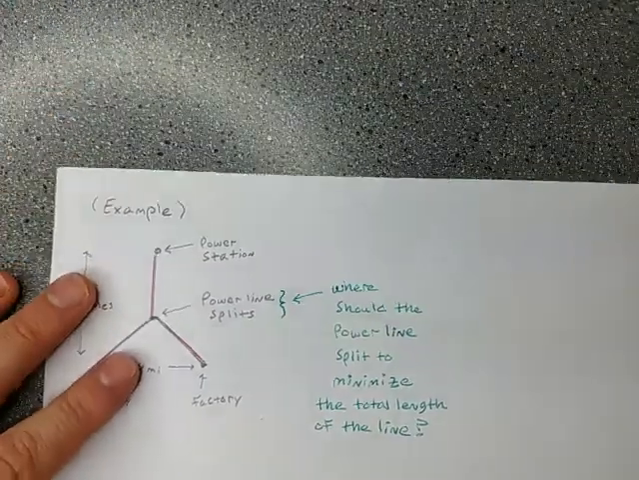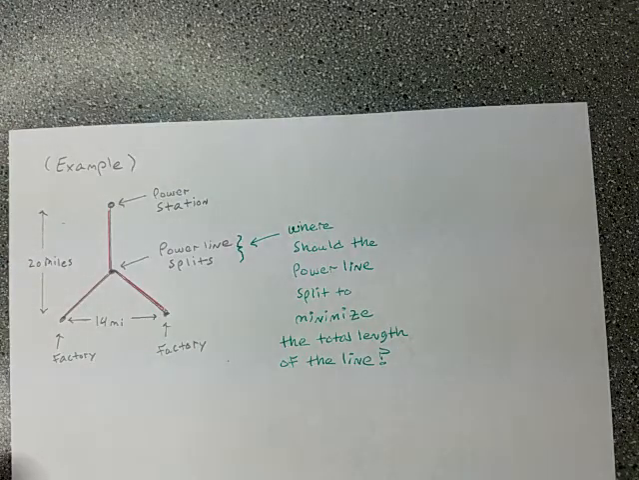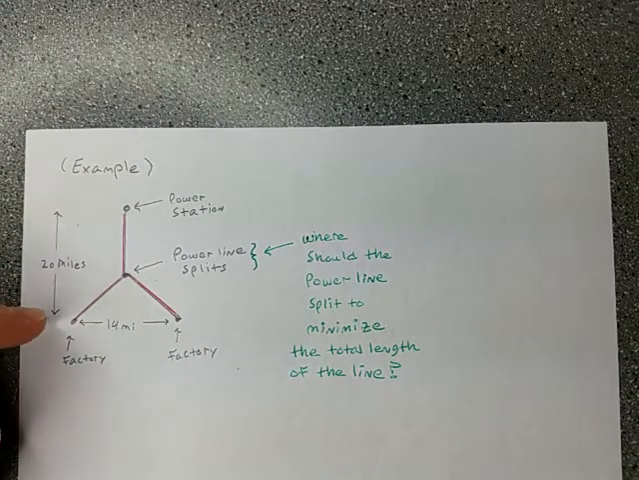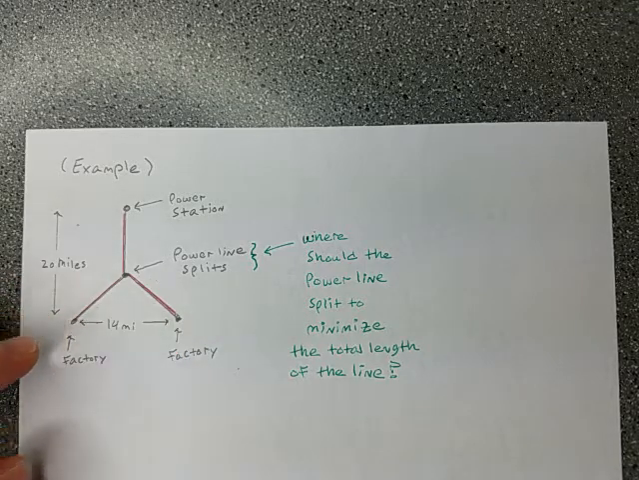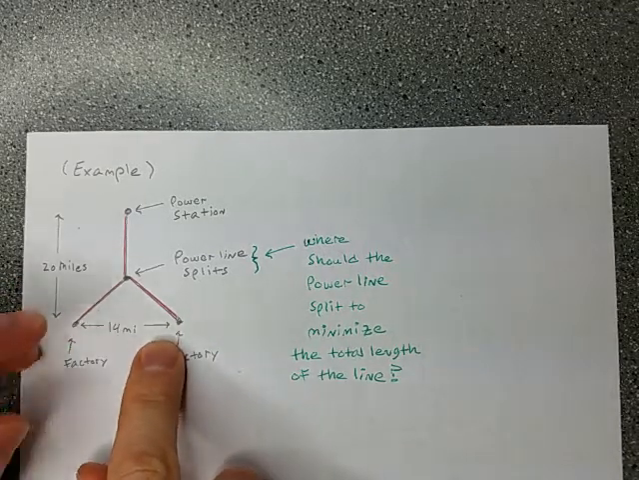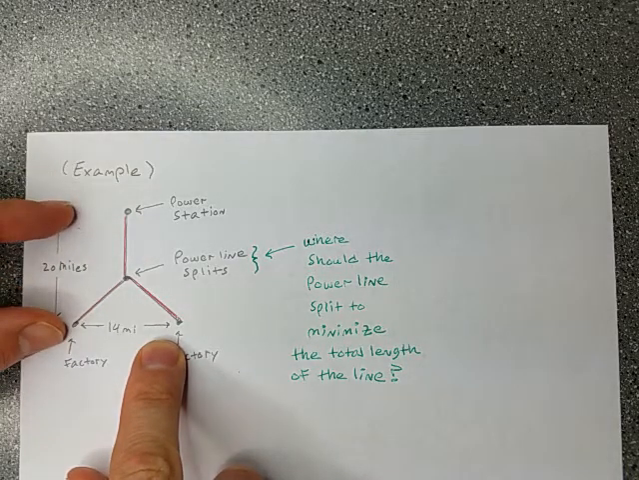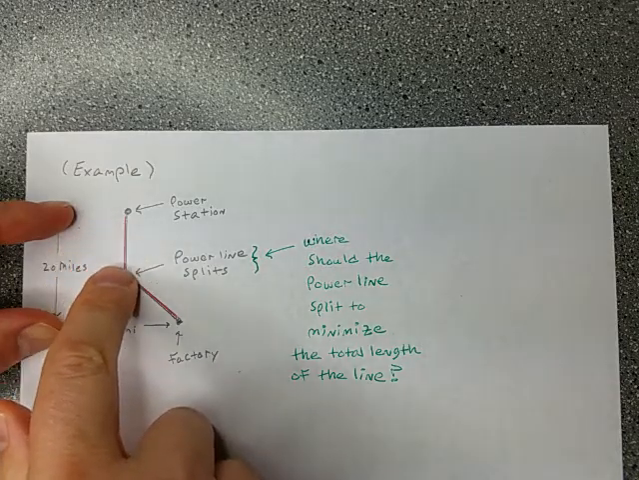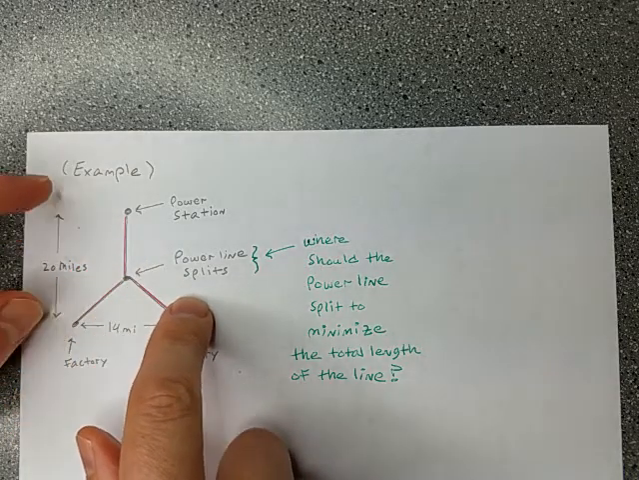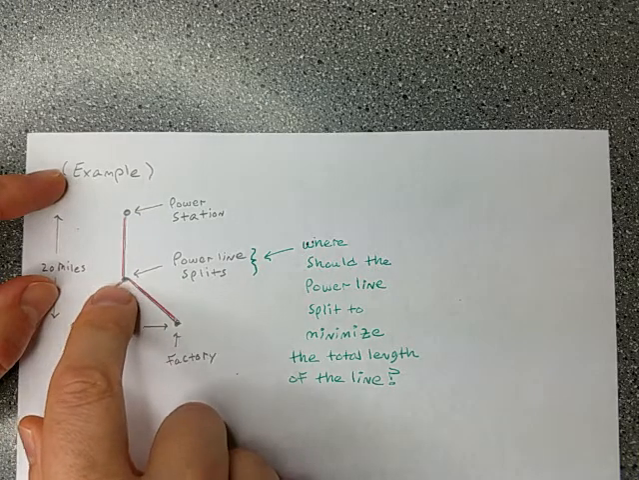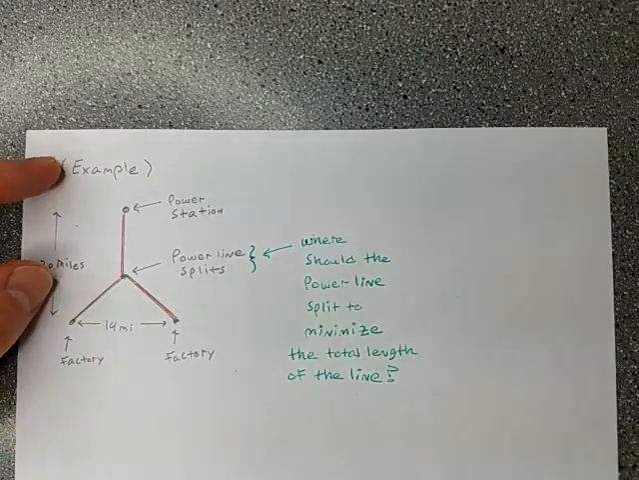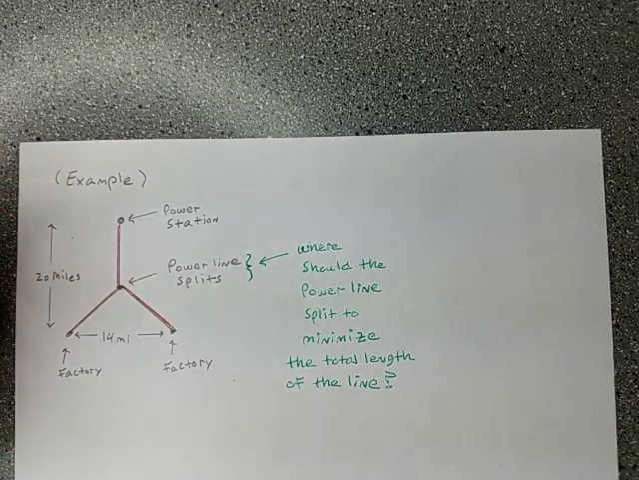Let's do another one. Very much different. Okay, so I'll have a look at this one. So imagine this. There are 2 factories 14 miles apart. There's a power station 20 miles that way. And there's this power transmission line. The power transmission line has to split at some point to go to each factory. All right, so that's the question.